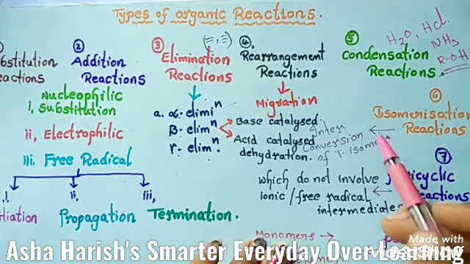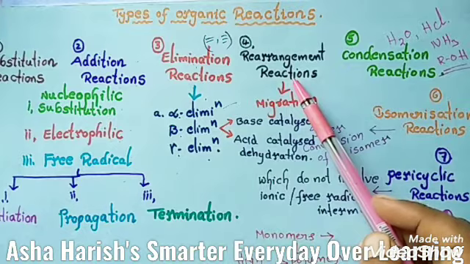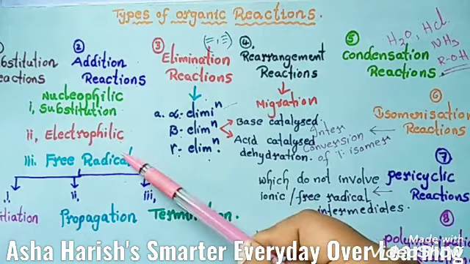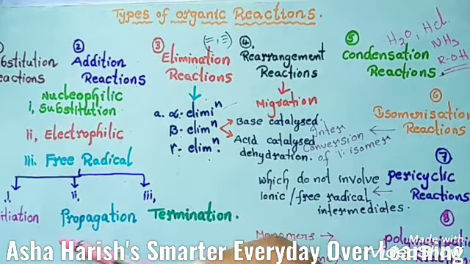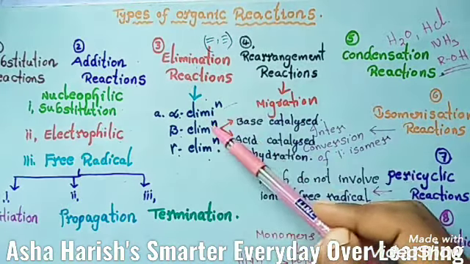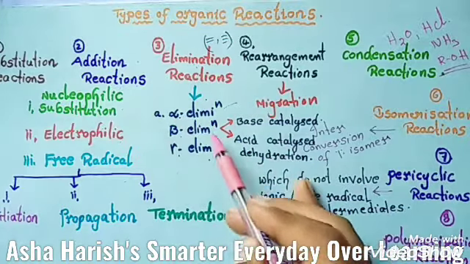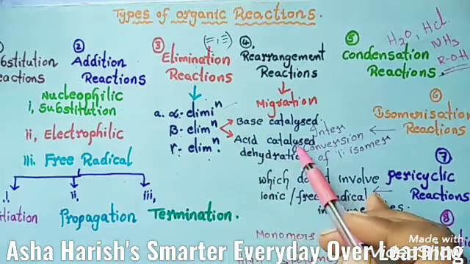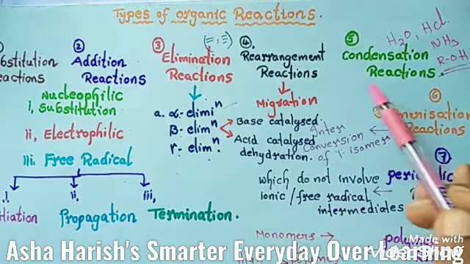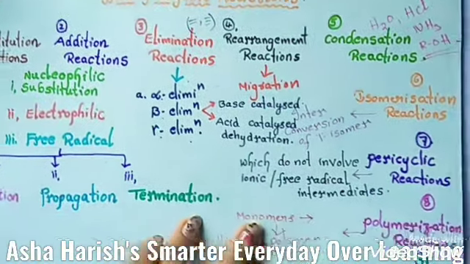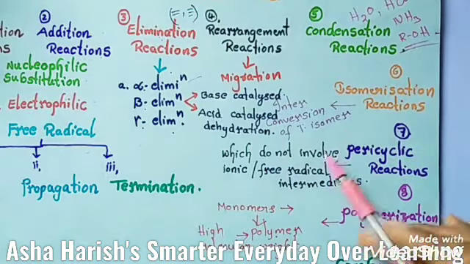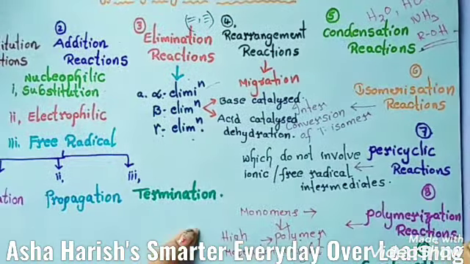Okay students, this is about today's session. Let's recall what we have studied in this session. Addition reactions completed: these three types, electrophilic, nucleophilic and free radical. In free radical type, initiation, propagation, termination also completed. And elimination reactions: alpha, beta and gamma elimination. In beta elimination, base catalyzed and acid catalyzed dehydration processes completed, rearrangement reactions completed, and condensation also completed. And the leftover topics are isomerization, pericyclic and polymerization. About these three I'll be discussing with you in our next session.